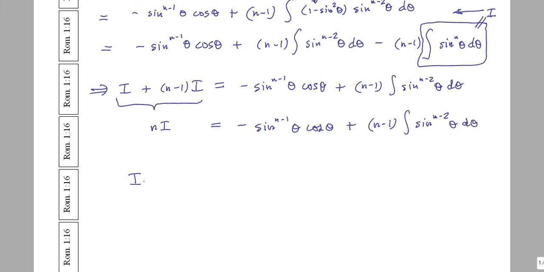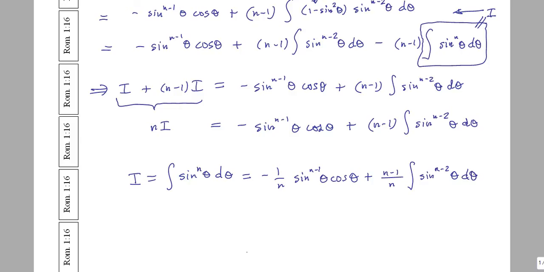That is to say that I, which is equal to the reduction formula, the integral of sine to the nth power theta d theta, is equal to minus 1 over n sine to the n minus 1 power theta cos theta plus n minus 1 over n integral sine to the n minus 2 power theta d theta.